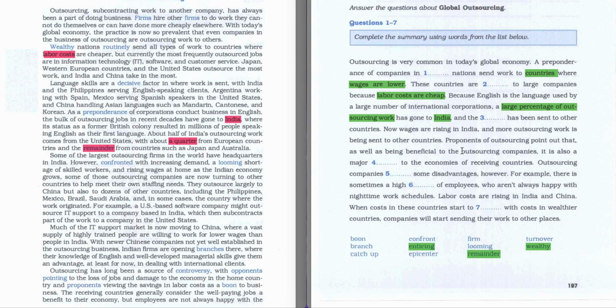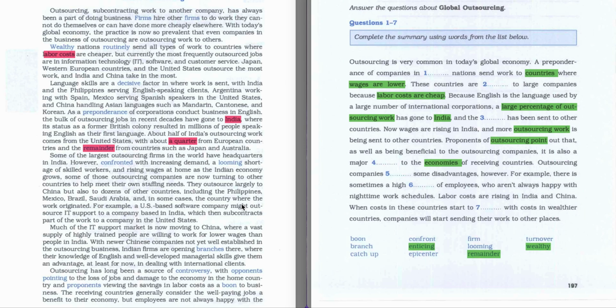So proponents of outsourcing point out that, as well as being beneficial to the outsourcing companies, it is also a major to the economies of receiving countries. So we're gonna highlight our keywords. So they were saying about outsourcing work, outsourcing point. Outsourcing is also a major to economies of receiving countries. It's about one economy, so it affects an economy.